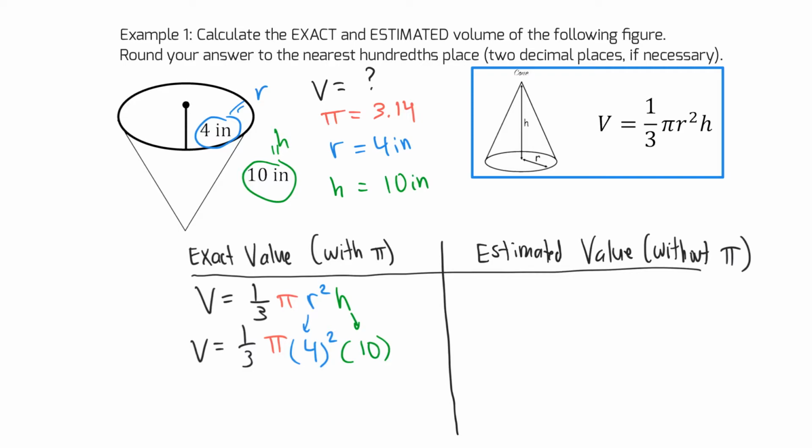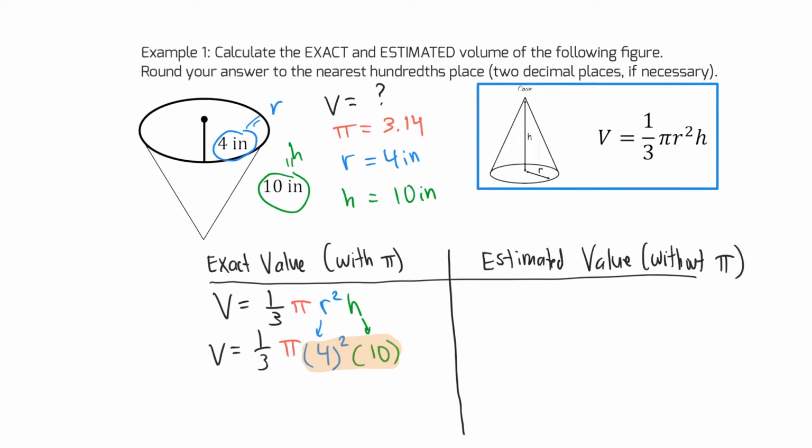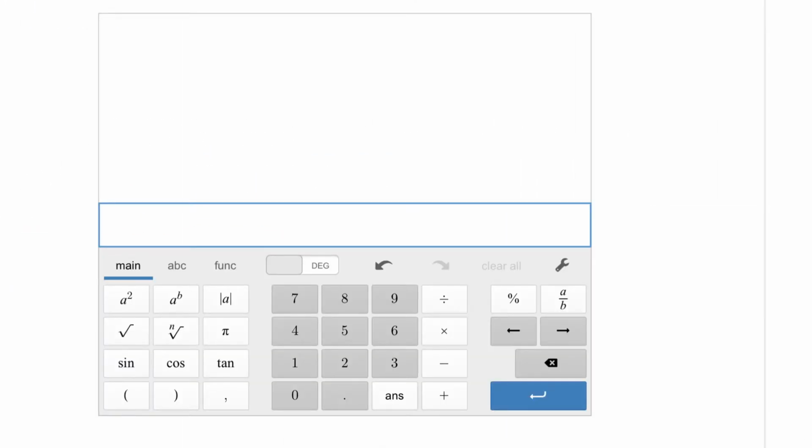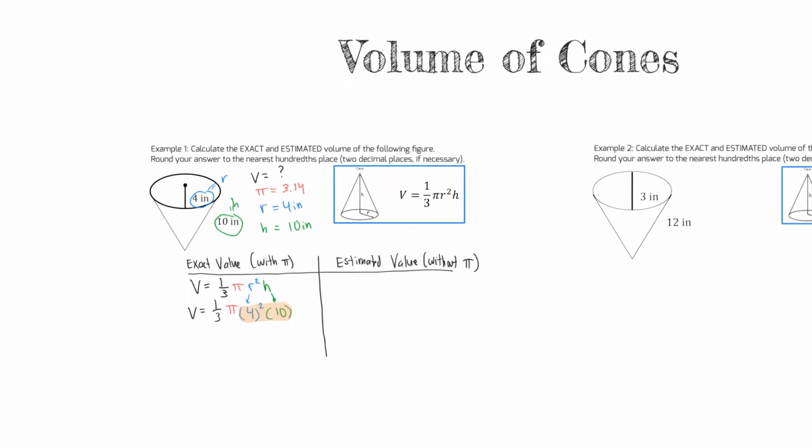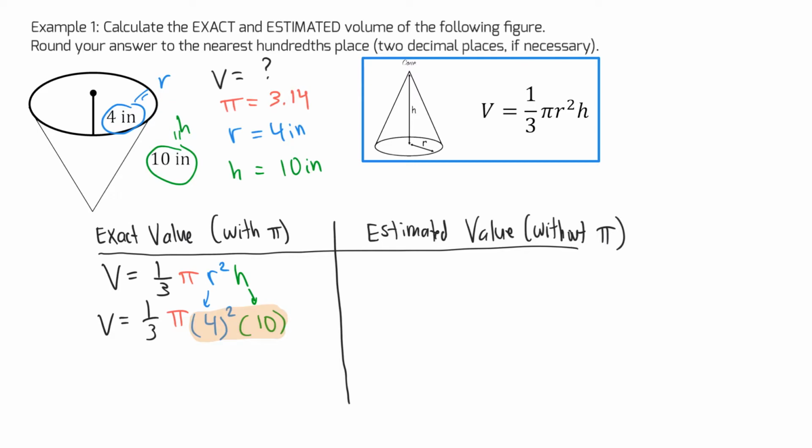Now I want to figure out what this is going to equal. If you need, you can use a calculator. So 4 squared times 10, put that in the calculator. We're going to have 4 squared times 10, and you're going to figure out that that's 160. So I'm going to change that to 160. So we have 160 pi and 1/3.